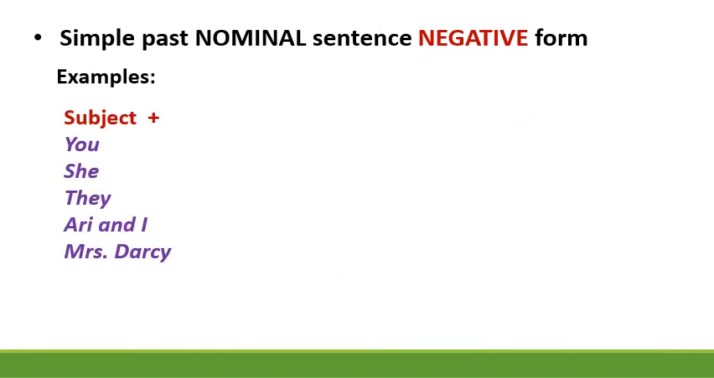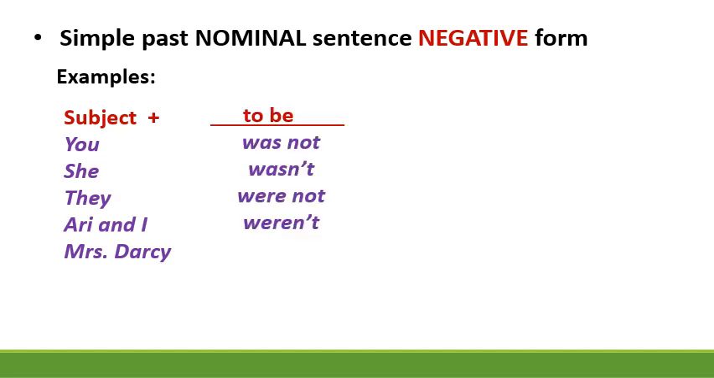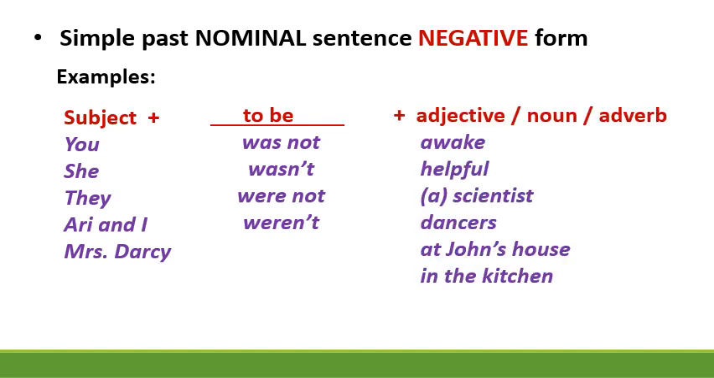Examples. Subject: you, she, they, Ari and I, Mrs. Darcy. Negative verb to be: was not or wasn't. Wasn't is a short version of was not. Were not or weren't. Weren't is a short version of were not. Plus adjective, noun, adverb: awake, helpful, a scientist, dancers, at John's house, in the kitchen.